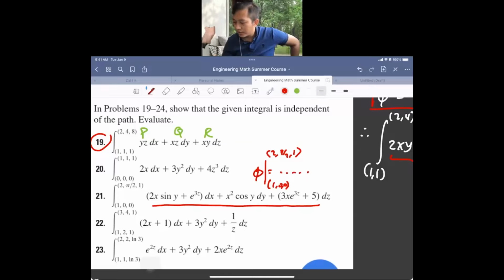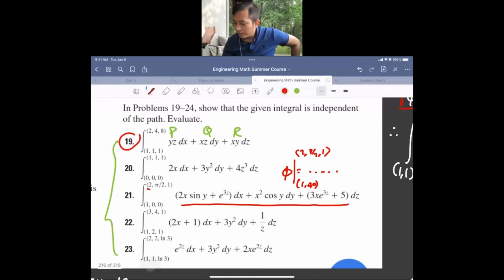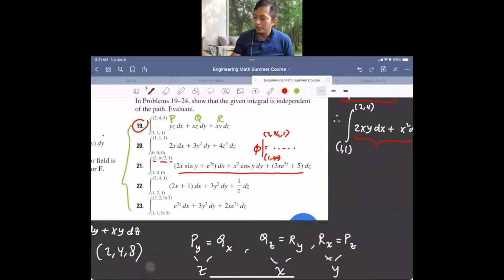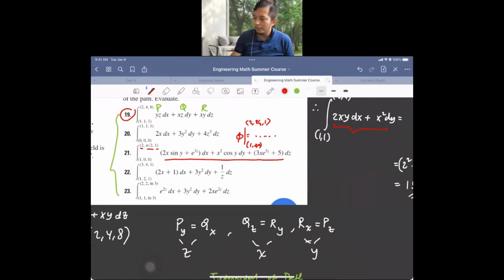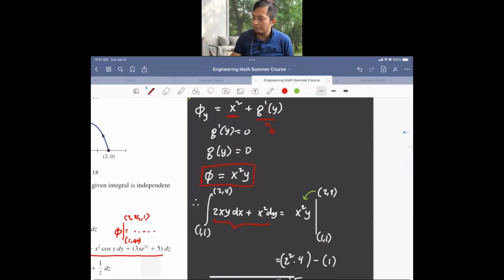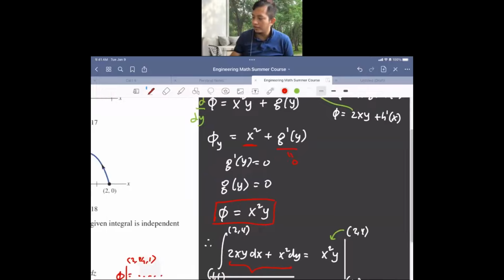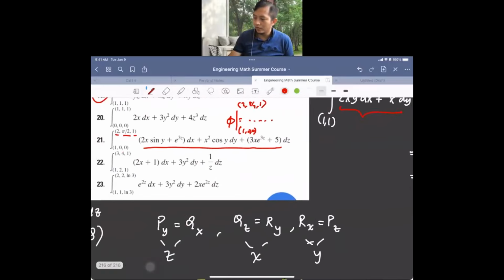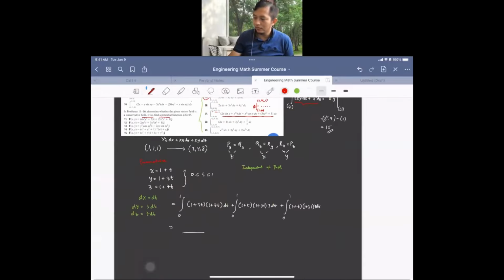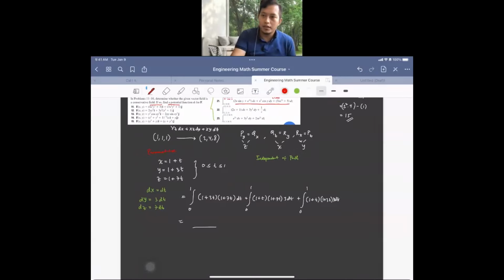I think if you make a line segment through here, it's difficult because it has 2 and pi over 2 here, and I believe it's not easy to evaluate by line segment. So you just keep using the potential functions, making it through this method. And that's 9.9.